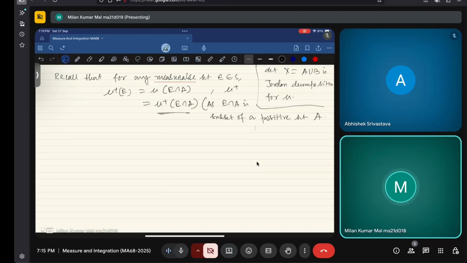Basically, mu of E intersection A can be written as mu plus of E intersection A minus mu minus of E intersection A. Now, B is actually a negative set, so E intersection B is a subset of B, so this will be zero basically. And E intersection A will be positive.